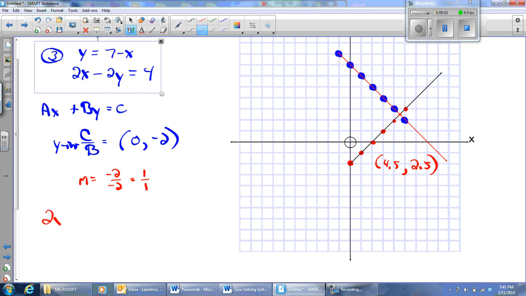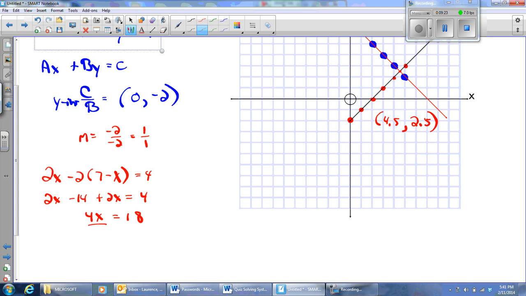So I'm going to have 2x minus 2 times the quantity of 7 minus x, and that should equal 4. So I'll get 2x minus 14 plus 2x, and that's going to equal 4. I'll get 4x equal to 18, and divide by 4 on both sides. That's the same as 9 over 2, where x is 4.5. Hey, I hit that right on the nose. Pretty good estimation. I'm feeling pretty good about it.